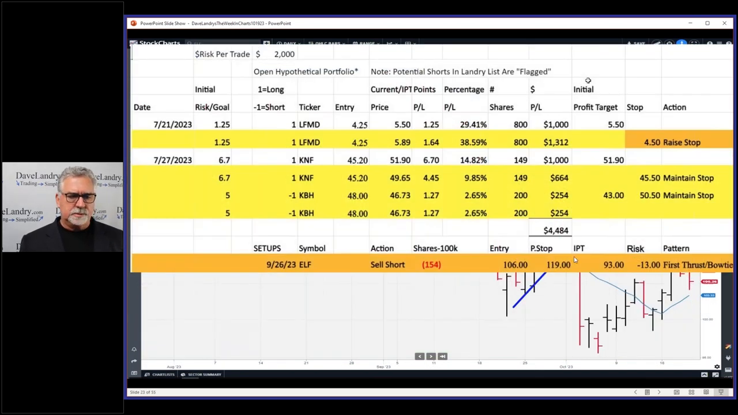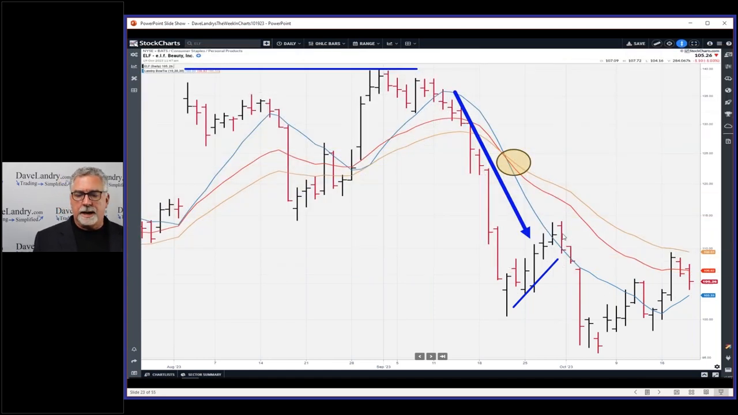The entry was 106. The stop was 119. So that's like a crazy 13 points risk, but that's what the stock called for, okay? Which gave us an IPT of 93. Now, by the way, little side lesson in here. If you're looking for 93, okay, and it goes all the way down to almost 95 intraday, don't split hairs. Go ahead and lock and load on half of your shares.